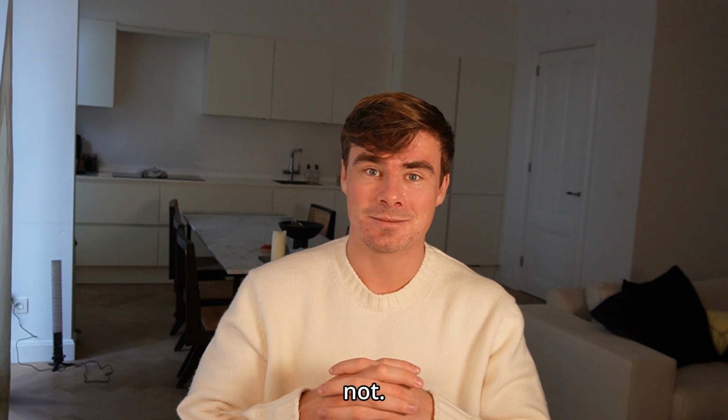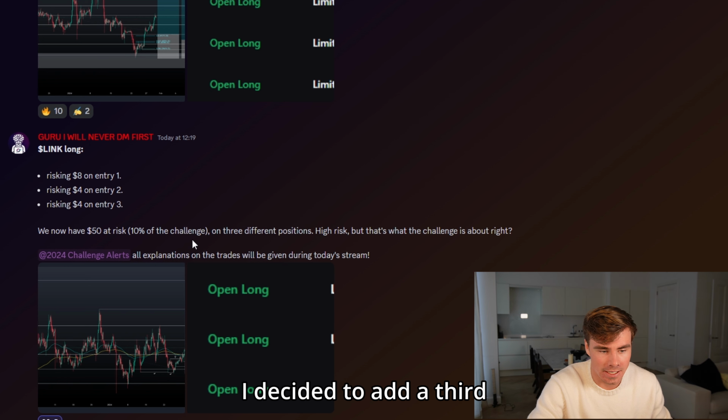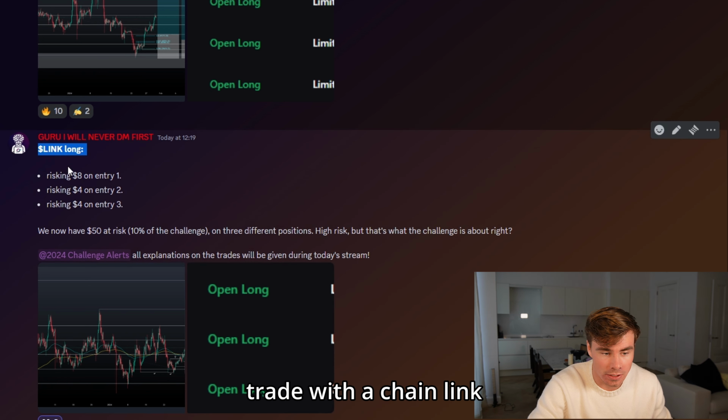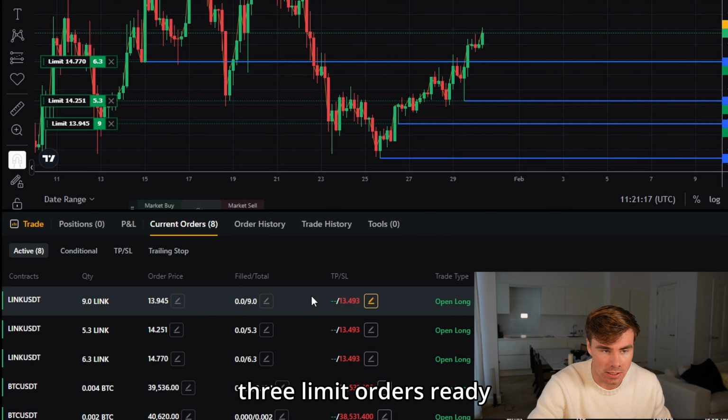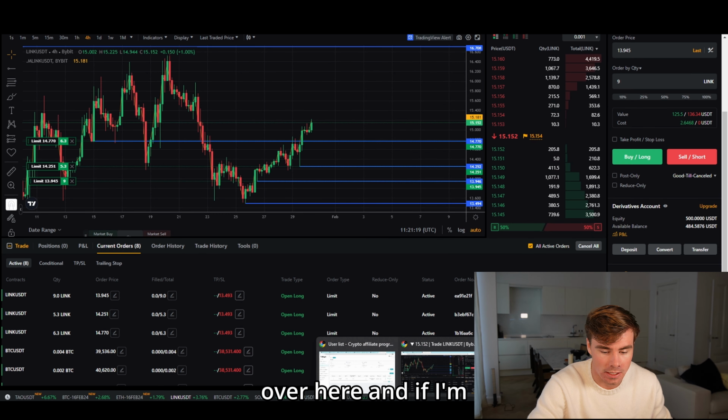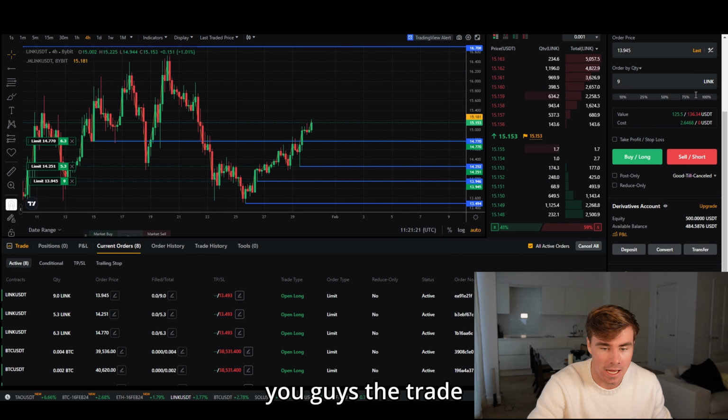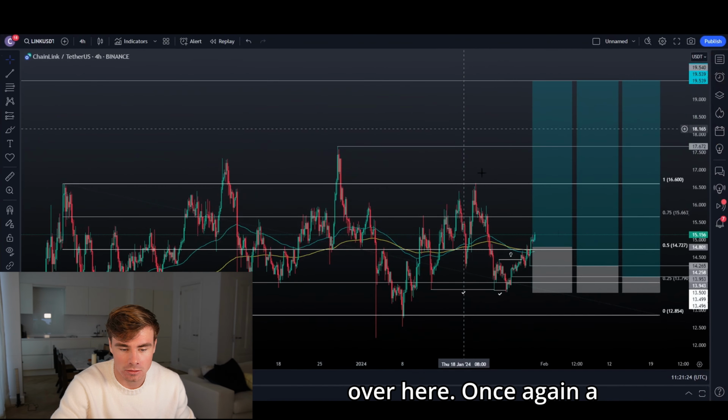As you guys can see on the screen right here, I decided to add a third trade with a Chainlink long position over here. If we dive into Bybit, we can see that we have our 3 limit orders ready over here. And if I'm going to show you guys the trade, you can see the chart over here.